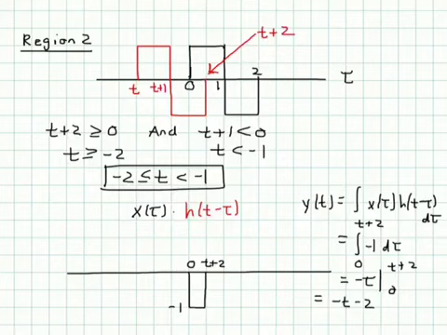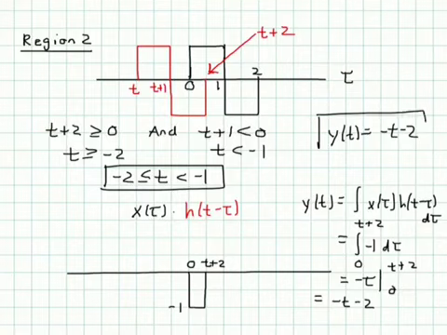Okay, so in this region, I'm just going to summarize it up here. In this region, y of t is equal to minus t minus 2 in region 2. Okay, and we get that because we've multiplied these two functions together and now we've integrated them. Okay, so that's region 2.